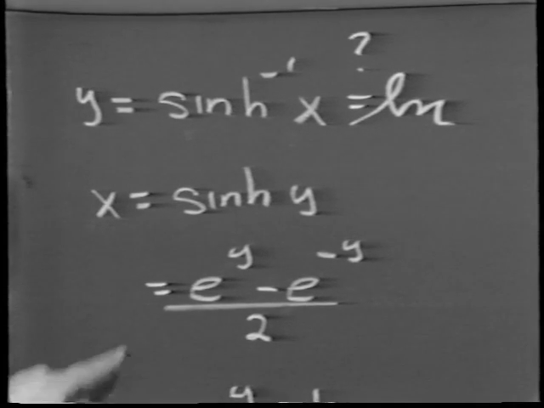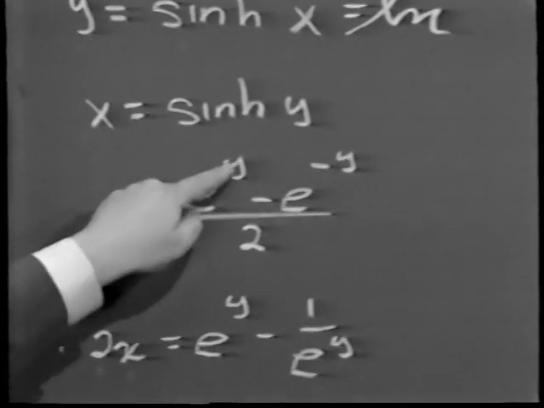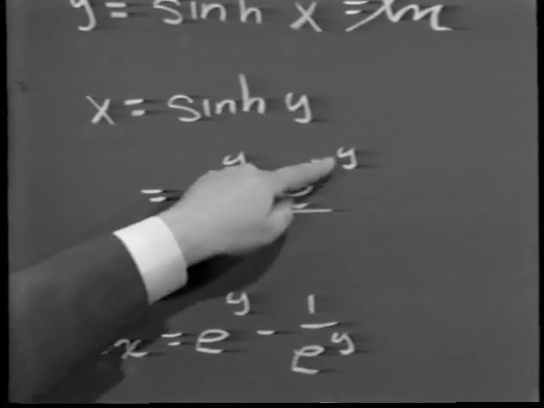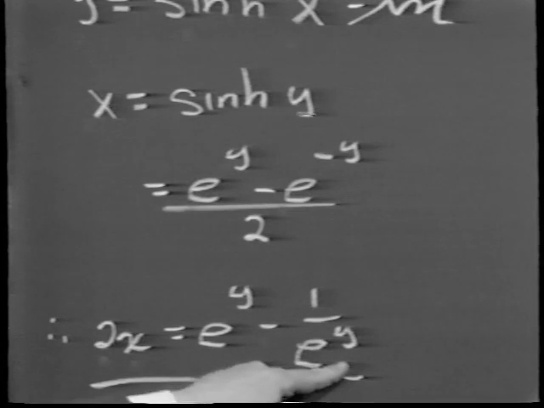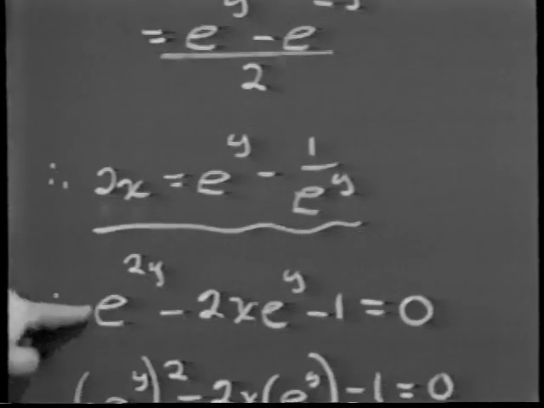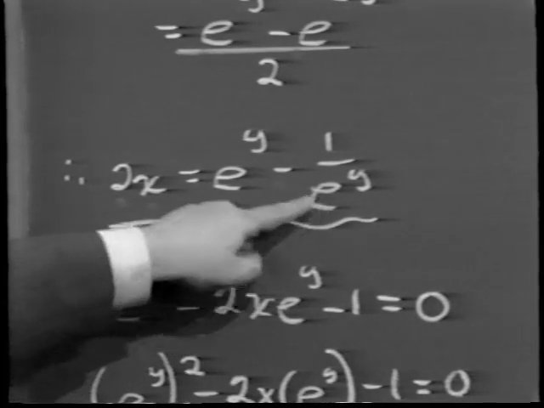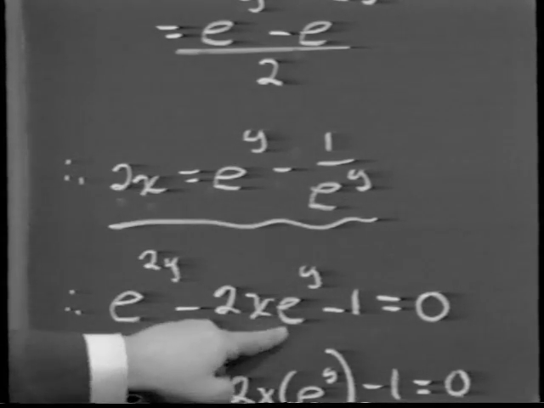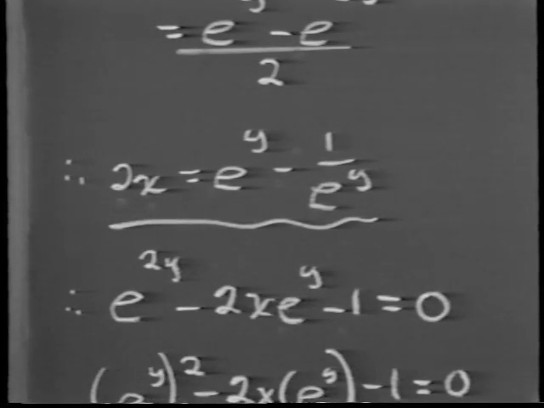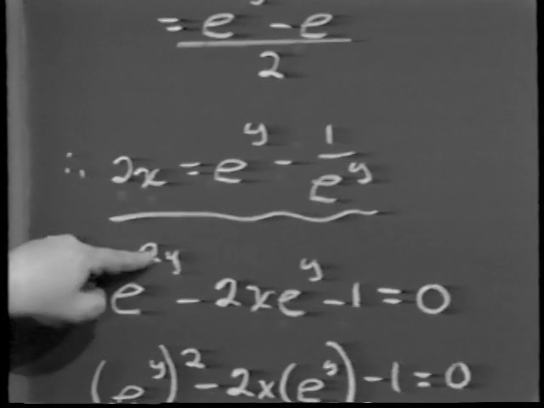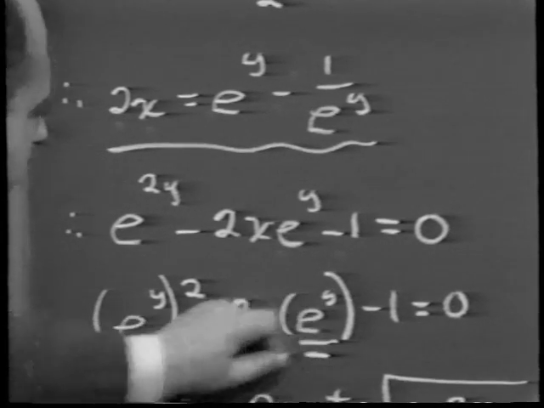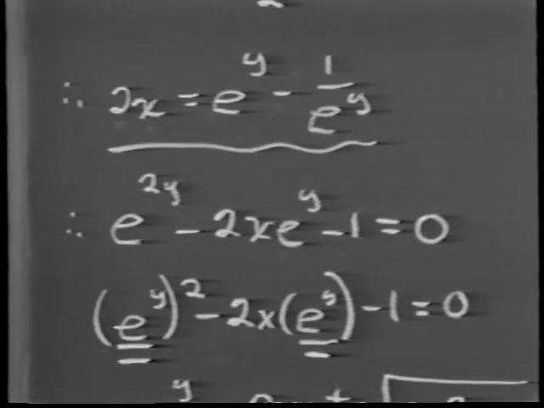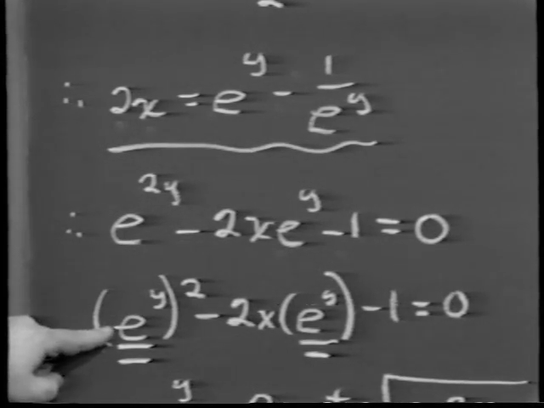If I now cross multiply, I get that 2x is equal to e to the y minus, now notice that e to the minus y is just 1 over e to the y, so I wind up now with this particular equation. And multiplying through by e to the y to clear my denominators, I wind up with what? e to the 2y minus 2x e to the y minus 1 equals 0. And if I now recall that e to the 2y is the square of e to the y, observe that what I now have is a quadratic equation in e to the y.